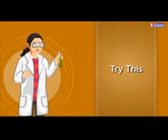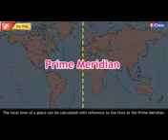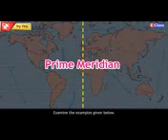Try this. The local time of a place can be calculated with reference to the time at the prime meridian. Examine the examples given below. Example 1. Mashhad, a town in Iran, is located on the 60 degree E longitude. When it is 12 noon at Greenwich, calculate the local time of Mashhad town.